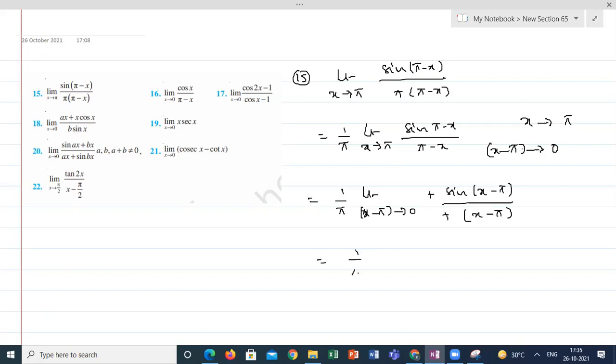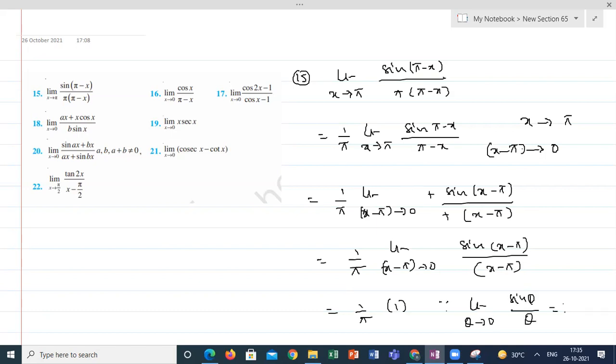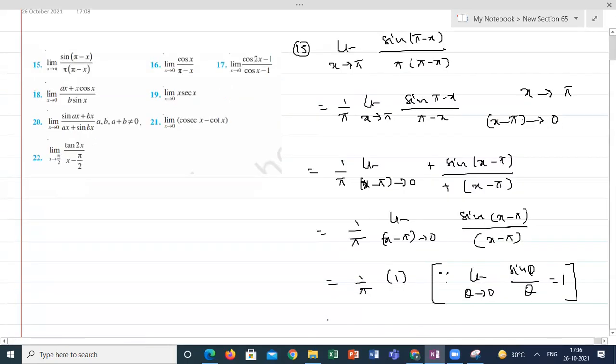Now 1 by pi, limit x minus pi tends to 0, sine of x minus pi by x minus pi. It is looking like limit theta tends to 0, sine theta by theta, the value of this whole expression is 1, since limit theta tends to 0, sine theta by theta is equal to 1. From here, the answer can be written as 1 by pi.